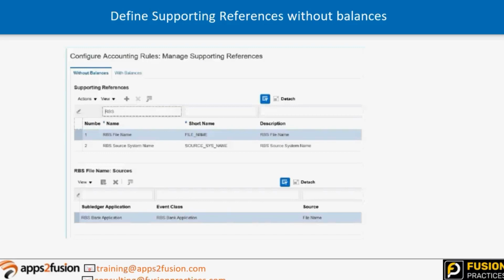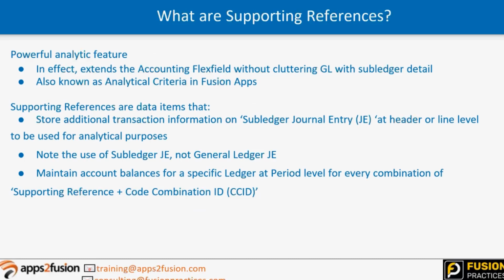So you have two types, with balances and without balances. With balances will also calculate and store the balances along with whatever journal entry is being created, and you can report on top of it. Without balances is just descriptive information that would be stored, nothing else. So you can use the analytic feature for the supporting references.